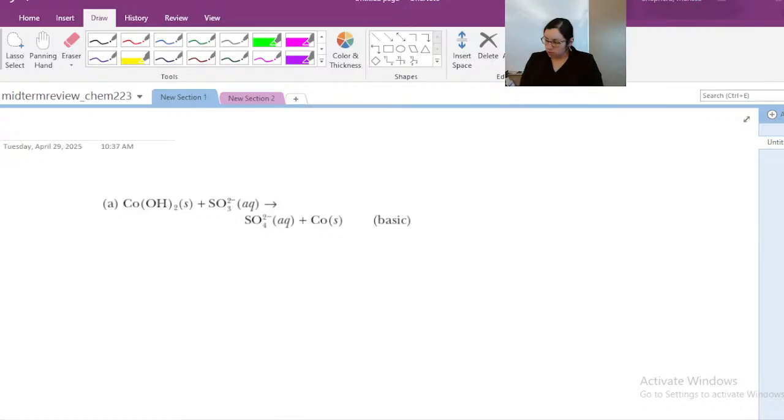All right, so today we're doing review. So let's just start off with the first problem. So balancing an equation in basic solution.